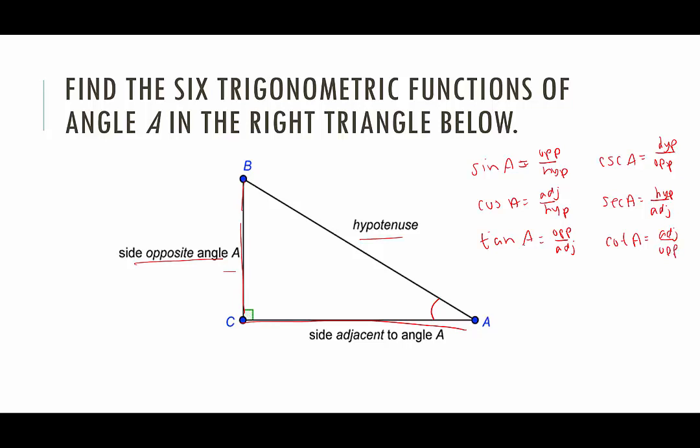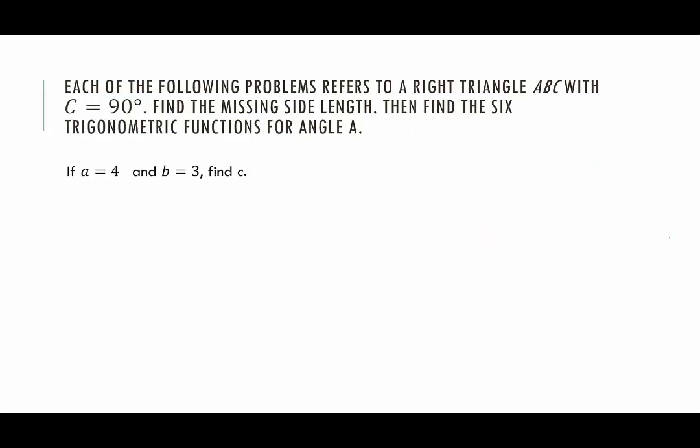Usually we remember this by using SOH CAH TOA. So that tells us the first 3, and then it's up to you to remember the 3 reciprocal functions. Okay, for each of the following problems, we're going to draw a triangle ABC where C is the 90-degree angle. We want to find the missing side length, and then find the 6 trigonometric functions for angle A.